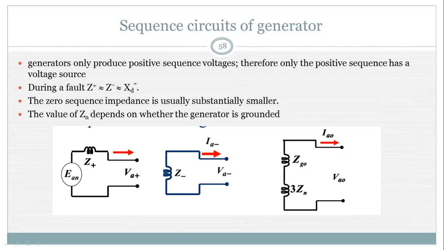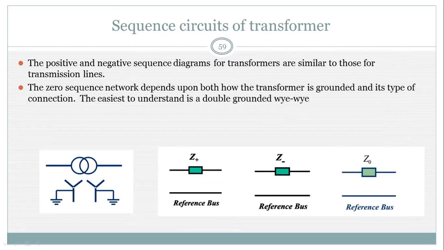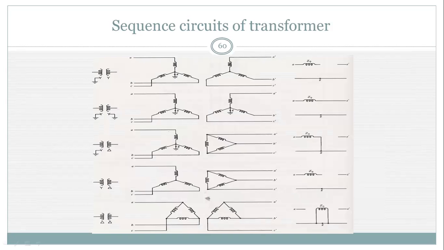So for negative and zero sequence networks, there will be no electromotive source. Now for the transmission line, we know that there will be no generating source in the transmission line. That's why the positive sequence network of a transmission line is just the positive sequence impedance, nothing else. For the negative sequence network, just the negative sequence impedance, and for the zero sequence network, the zero sequence impedance of the transmission line.